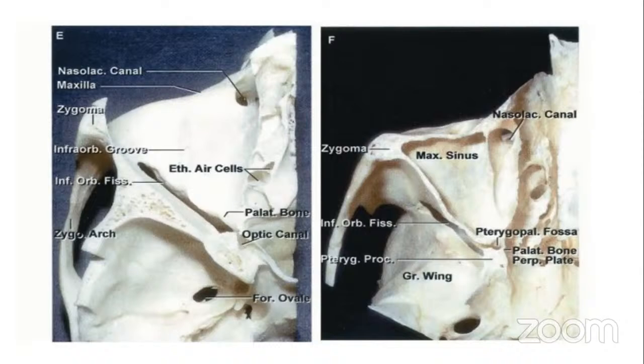The medial wall of the pterygopalatine fossa is formed by the frontal process of the maxilla and the lacrimal bone, the orbital plate of the ethmoid bone, and the sphenoid body. So the pterygopalatine fossa is formed by the maxillary bone, orbital plate, along with the sphenoid body.